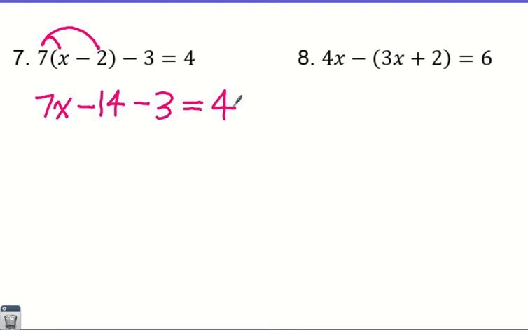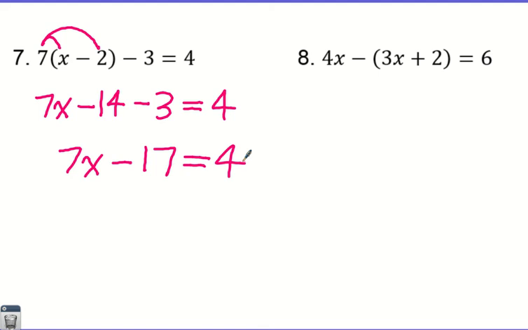anything I can do on the left side or on the right side before I start moving things from side to side and canceling things? What I'm saying is, are there any like terms that are already on the same side as each other? Turns out yes. Negative 14 minus 3. Those can just combine as is. So negative 14 minus 3 is negative 17. That's all I'm going to do in that step.